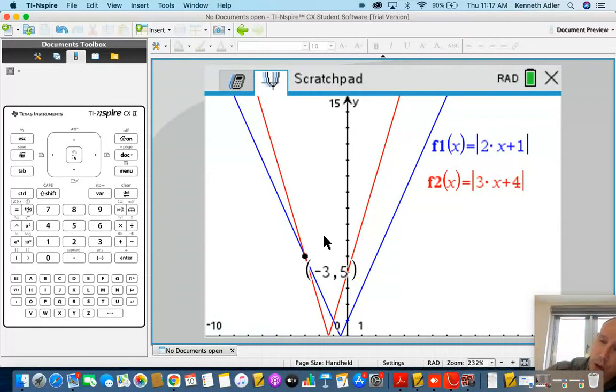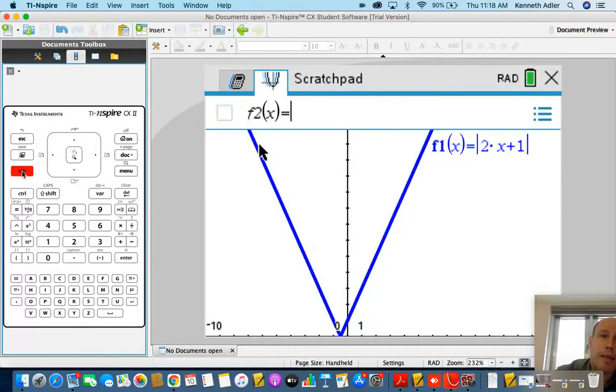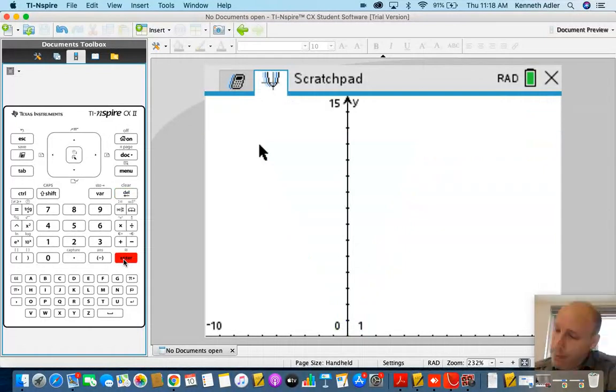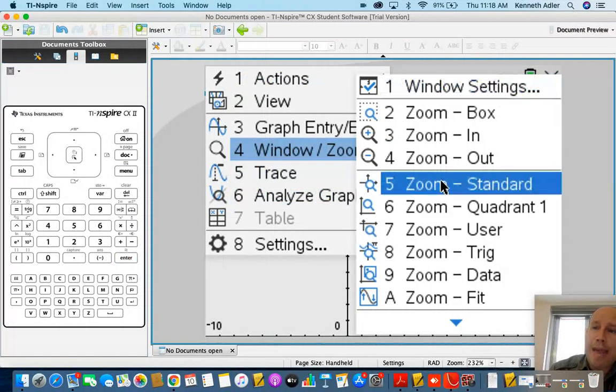The last thing we want to talk about is the effect of taking these functions and putting them in absolute values. So let's go back to tab. I'm going to go up. I'm going to delete this out. Enter. And I'm going to tab, go back to the top, and I'm going to control delete this out also. So enter. Okay. So the question is, what happens when menu, window zoom. I'm going to put it back to standard.